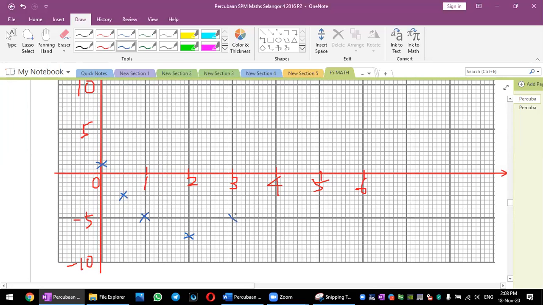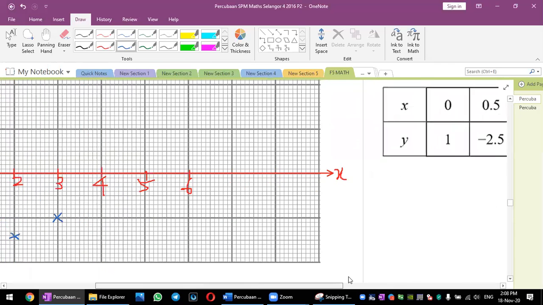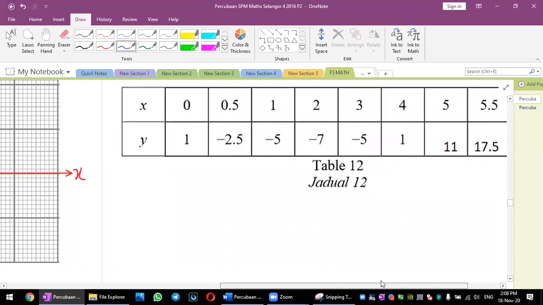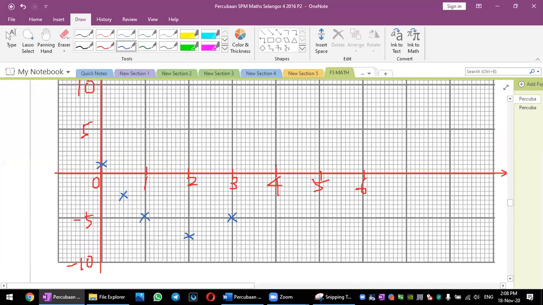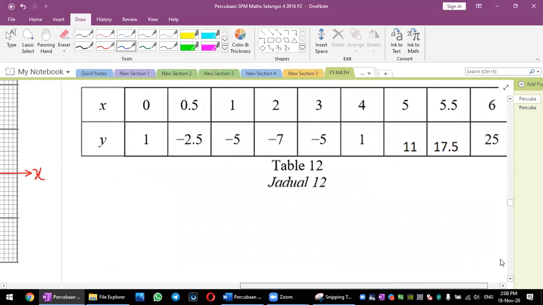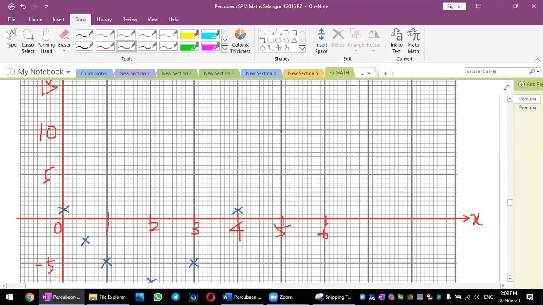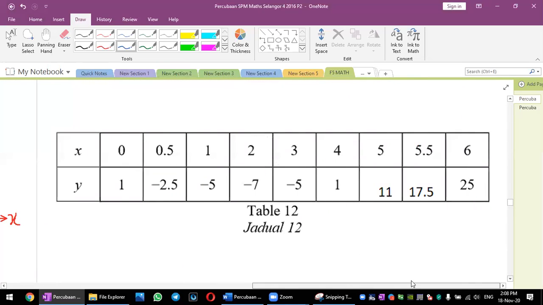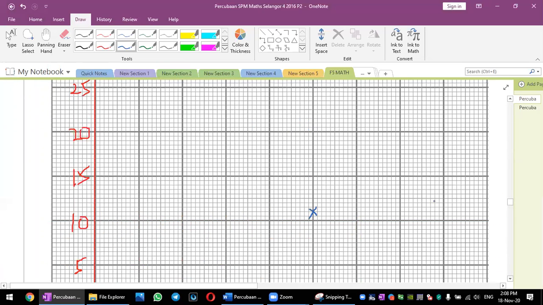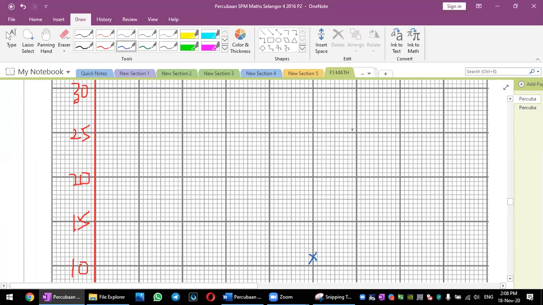This turns already. This is a quadratic lah. After that, 4 and 1, so 2 petak kecil. Then 5 and 11, so 10, 11, 2 boxes. Then 6, 25.